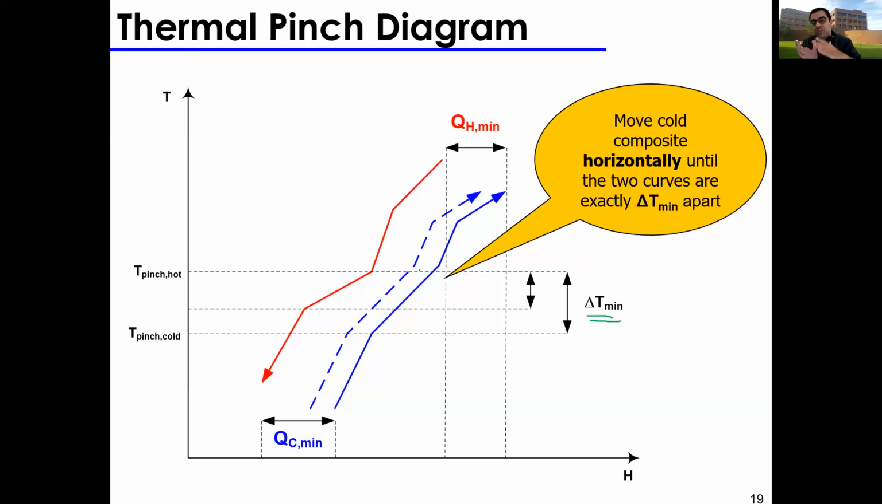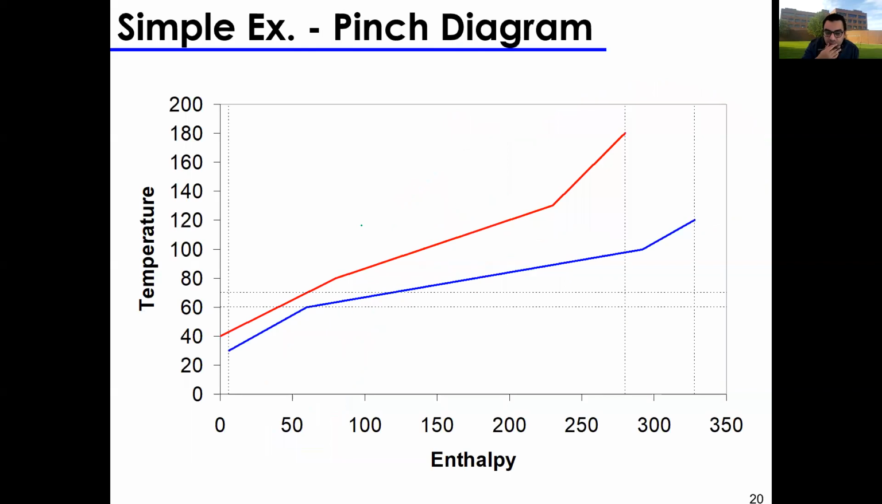Once I have them configured such that the minimum distance between them is equivalent to delta T minimum, I look at the distance between the tail of the hot composite and the head of the cooled composite. This is my minimum heating utility. And I also look at the distance between the head of the hot composite and the tail of the cooled composite. And this is my minimum cooling utility. Very important. And if we do it for the example we're just looking at, this is what it is.